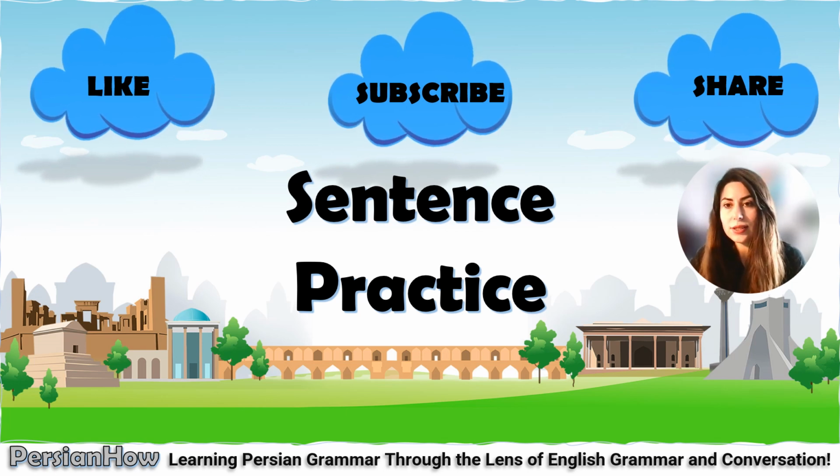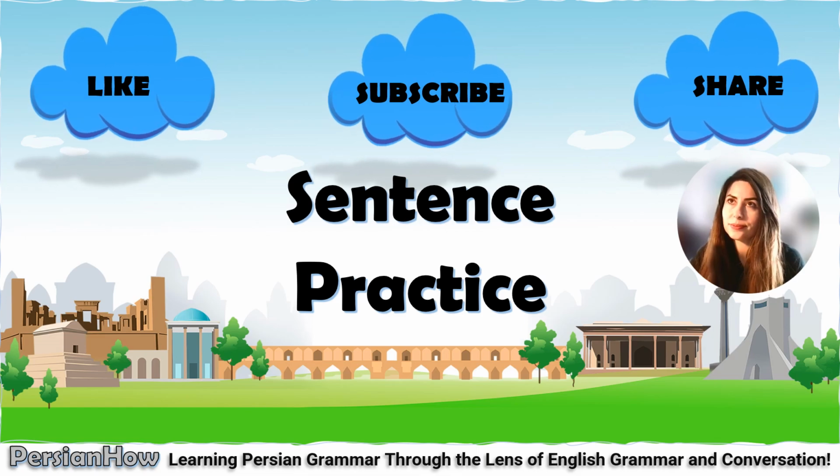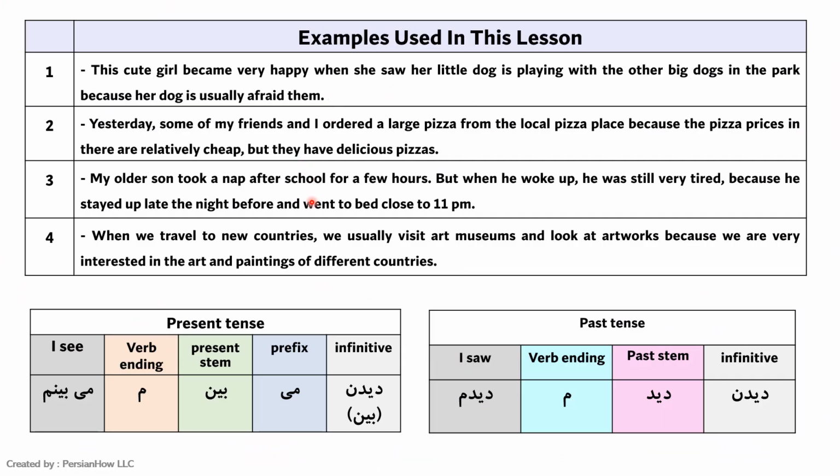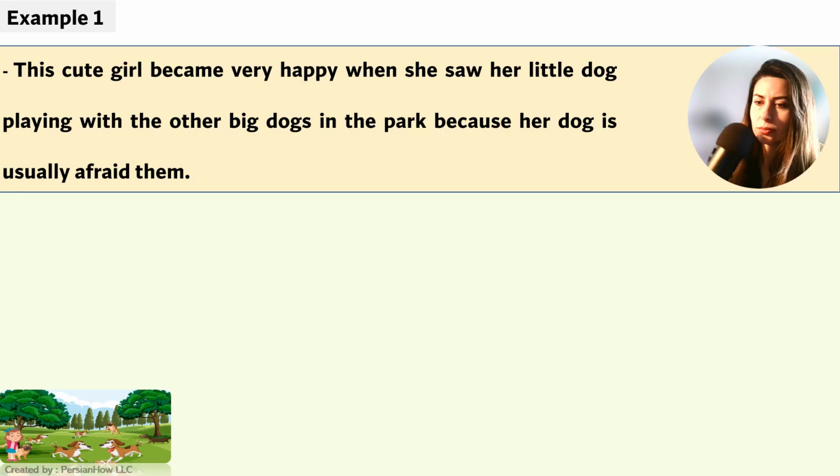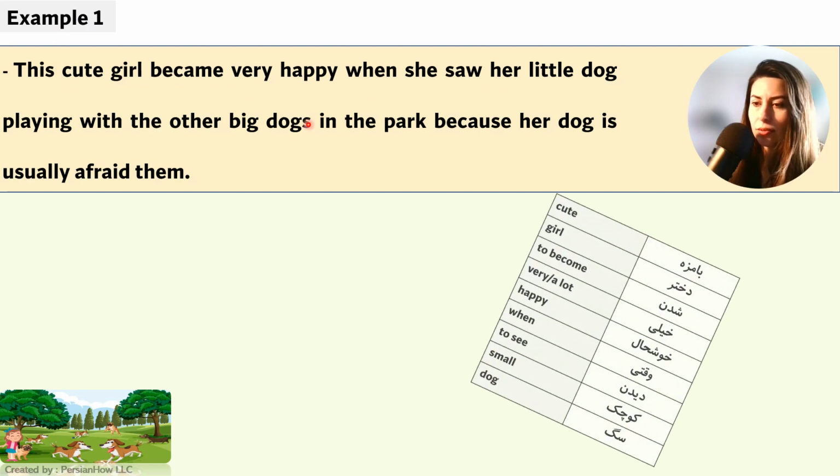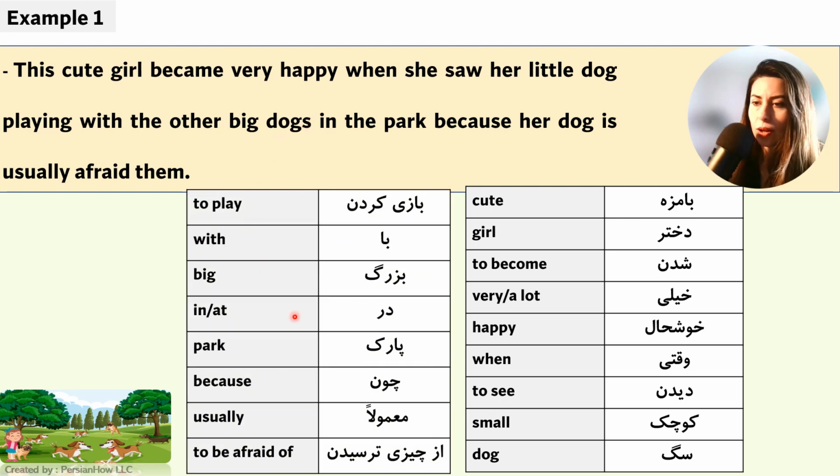And now let's go over more sentences so you can get more practice. So we will go over these examples now and we will translate them into Farsi. Also, for these examples, you need to know past tense and present tense. If you do not remember, again, here's a reminder for you. Let's start with the first sentence. If you need the vocab, here is the vocab. You can just pause the video. If you need to find anything, you can just go through this list.